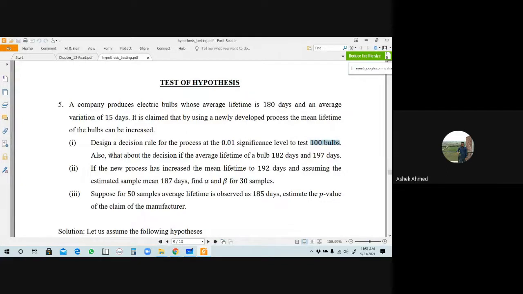So from here you have to take some decisions: if the average lifetime of a bulb is 182 days and another is 197 days, is 182 days accepted or rejected? Is 197 days accepted or rejected? What will we do? We will determine. Okay? So for the first problem.